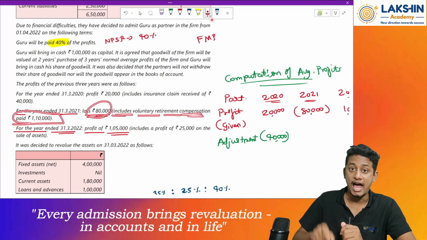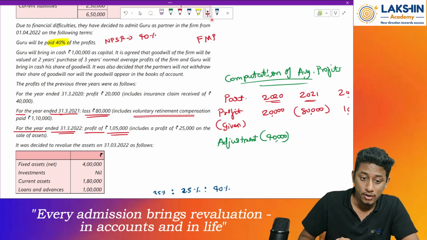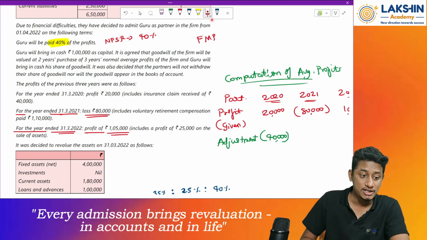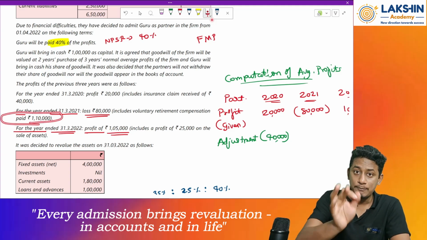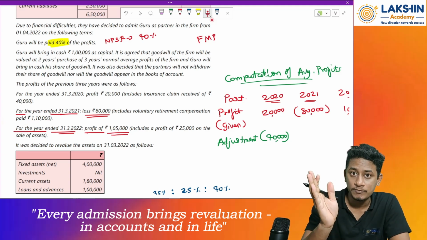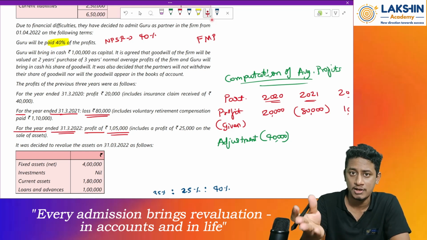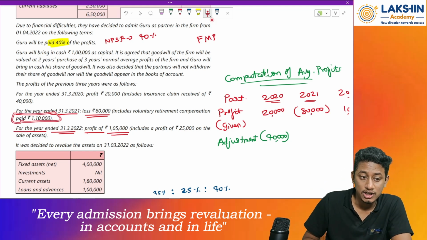That means I have incurred an expense for what? For voluntary retirement. How much? Rupees 1,10,000. Will I pay voluntary compensation each year? Every year will I pay it? No. There will not be employees who will retire year on year. Right? That means this is also a non-recurring item.